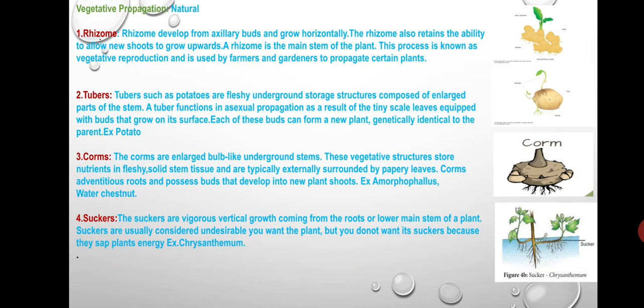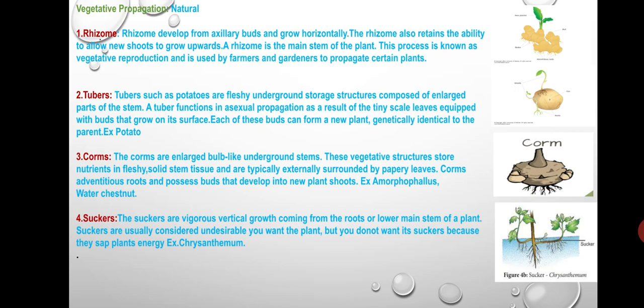Next, we discuss tubers. Tubers such as potatoes are fleshy underground storage structures composed of enlarged parts of the stem. A tuber functions as asexual propagation as a result of tiny scale leaves equipped with buds that grow on its surface. Each of these buds can form a new plant genetically identical to the parent. The best example is potato.